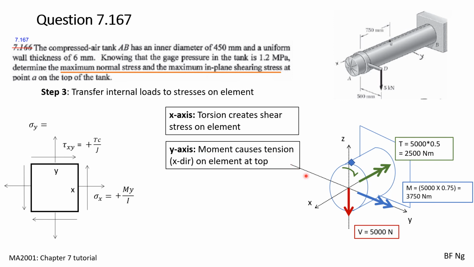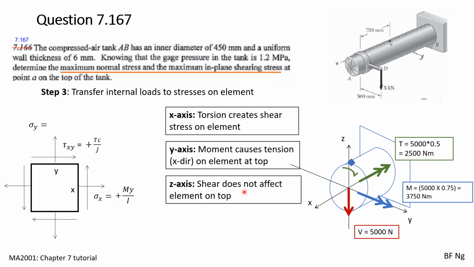Along the y-axis itself, we have a bending moment. These bending moments will cause tension on top and compression below. As the element is furthest away from neutral axis, it will have maximum tension. As such, it will be given by My over I. For shear, maximum shear stress itself will be along the neutral axis. However, the element is at the top. As such, there will be no shear stress here. So for the z-axis, they will have no effect on the element.